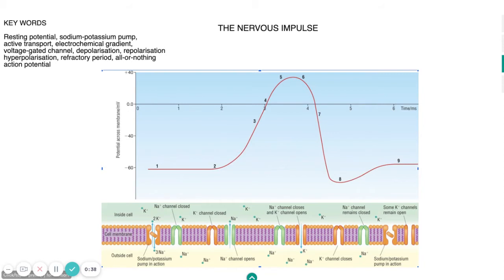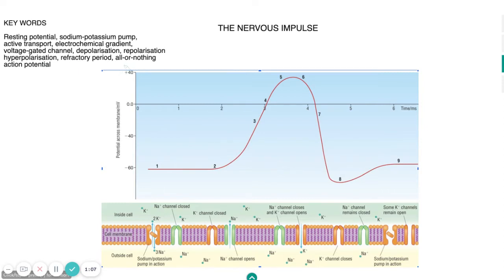in more detail. So once again, loads of key terms. We've already talked a bit about resting potential, so we'll go back into a bit more detail on that. We're going to talk about the sodium-potassium pump, active transport, electrochemical gradient, and voltage-gated channels. There are two: the sodium and the potassium channels. A process called depolarization, another process called repolarization, hyperpolarization, and a period called the refractory period.